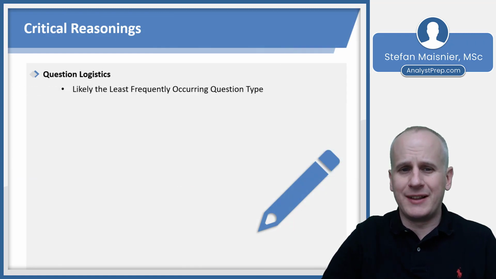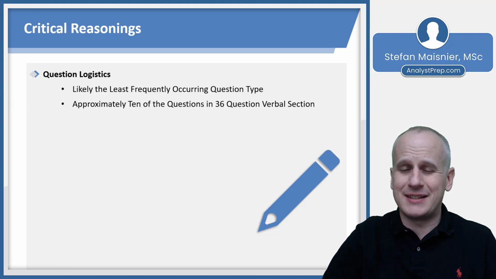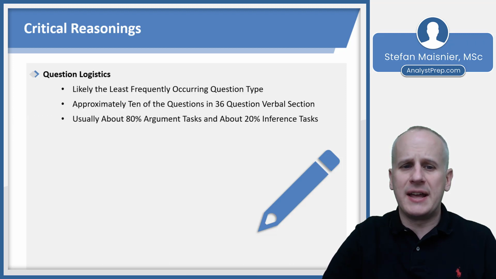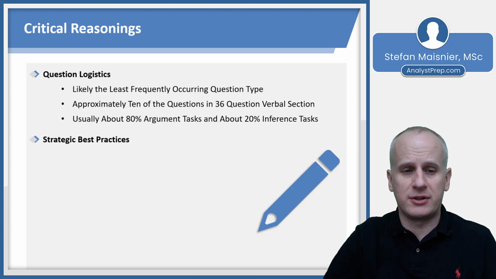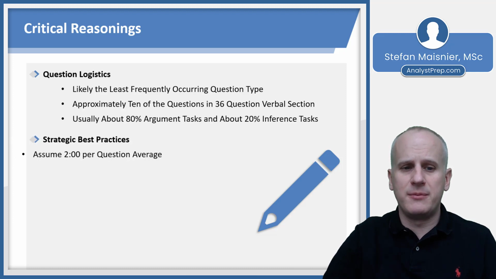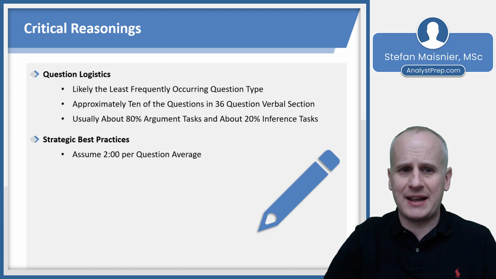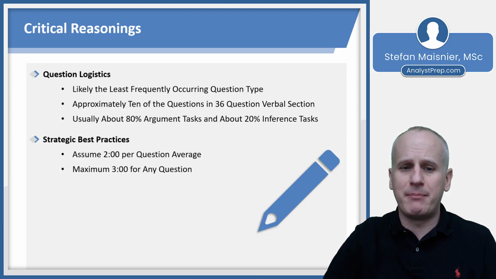We know that they are likely to be the least frequently occurring question type. There's going to be approximately 10 of the 36 questions in the verbal section that are critical reasonings. And usually you're going to have about 80% of those 10 or so that will be argument tasks, and about 20% that are inference or what must be true style tasks. Now, strategically, we know that we want to assume about 2 minutes per question as an average for critical reasoning. You're going to have a maximum of 3 minutes for any critical reasoning.